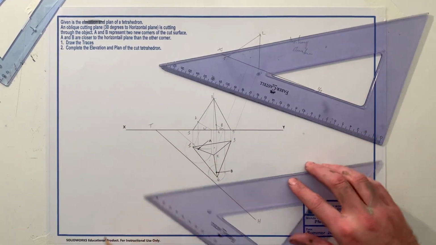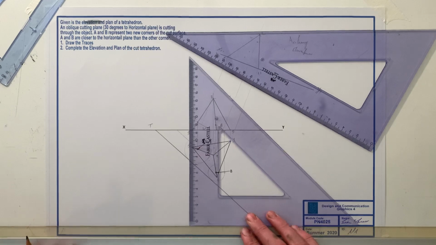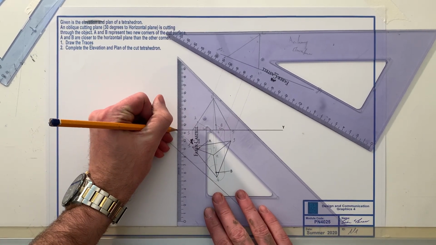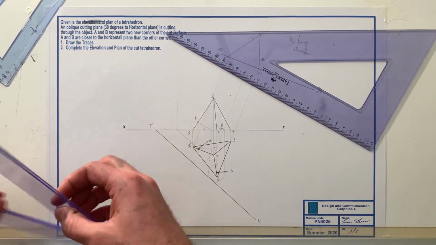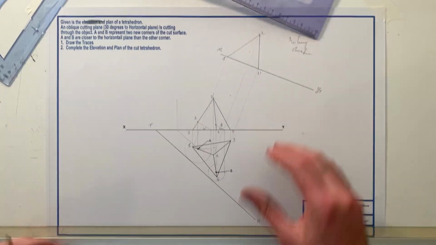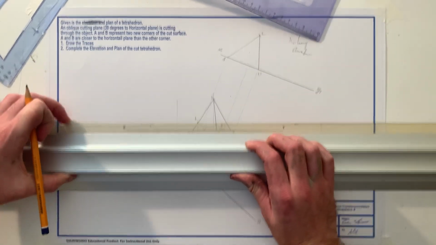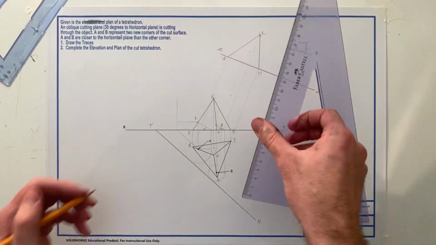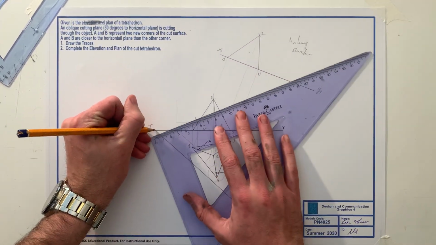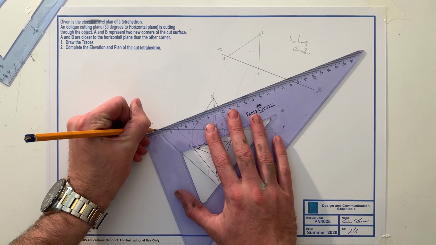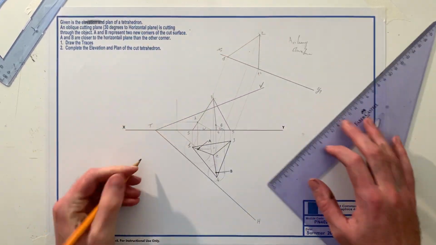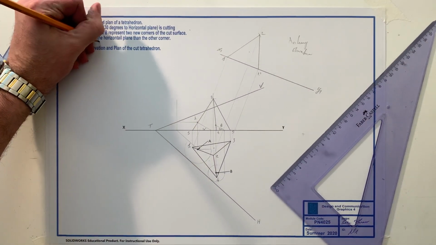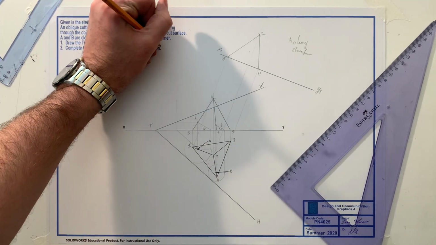Take A over, take it perpendicular to the XY line, carry A across, where that intersects is the point on the VT, vertical trace. All I have to do is draw a line from my T through that point, put V up here, and that's my vertical trace. So I have this section completed, half my question.